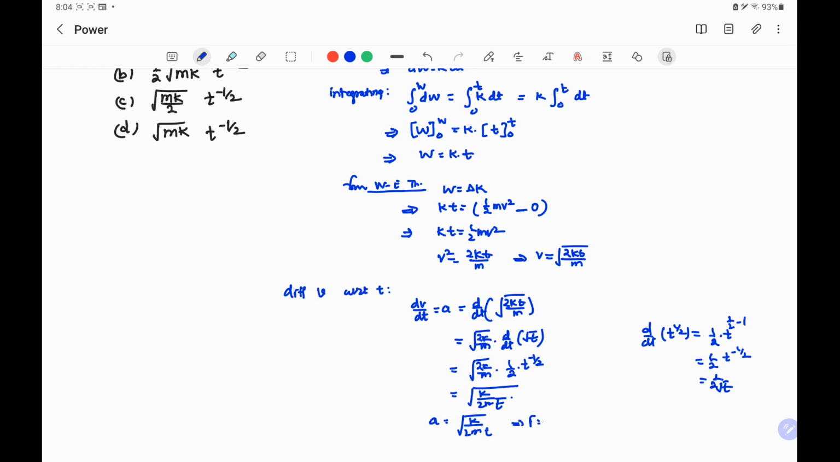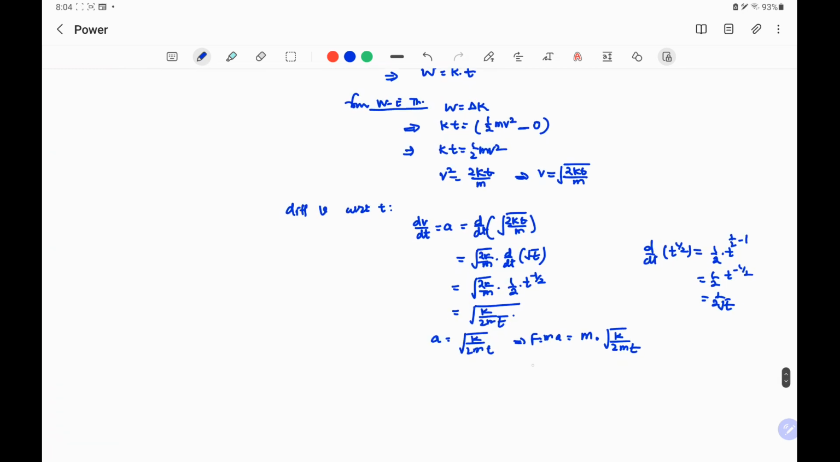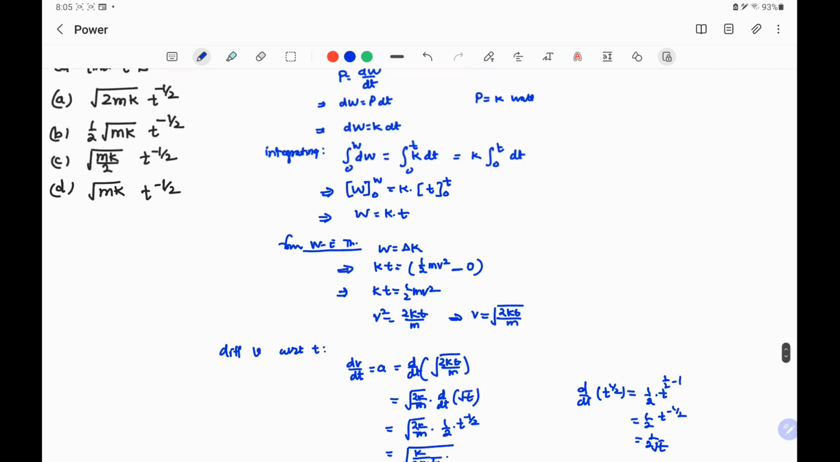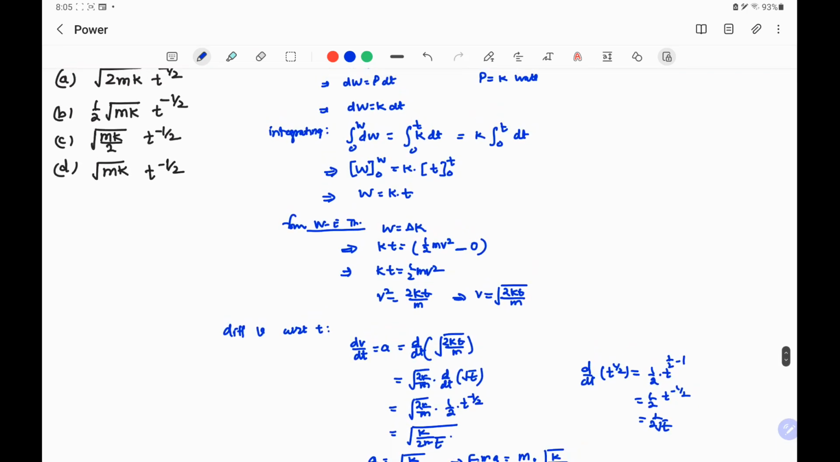Therefore, force will be equal to mass into acceleration. It will be equal to mass into root k by 2mt. So we can write that force is equal to square root of k into m by 2t, so it will be equal to square root of km by 2 into t raised to power minus 1 by 2. Hence option C is the correct option.